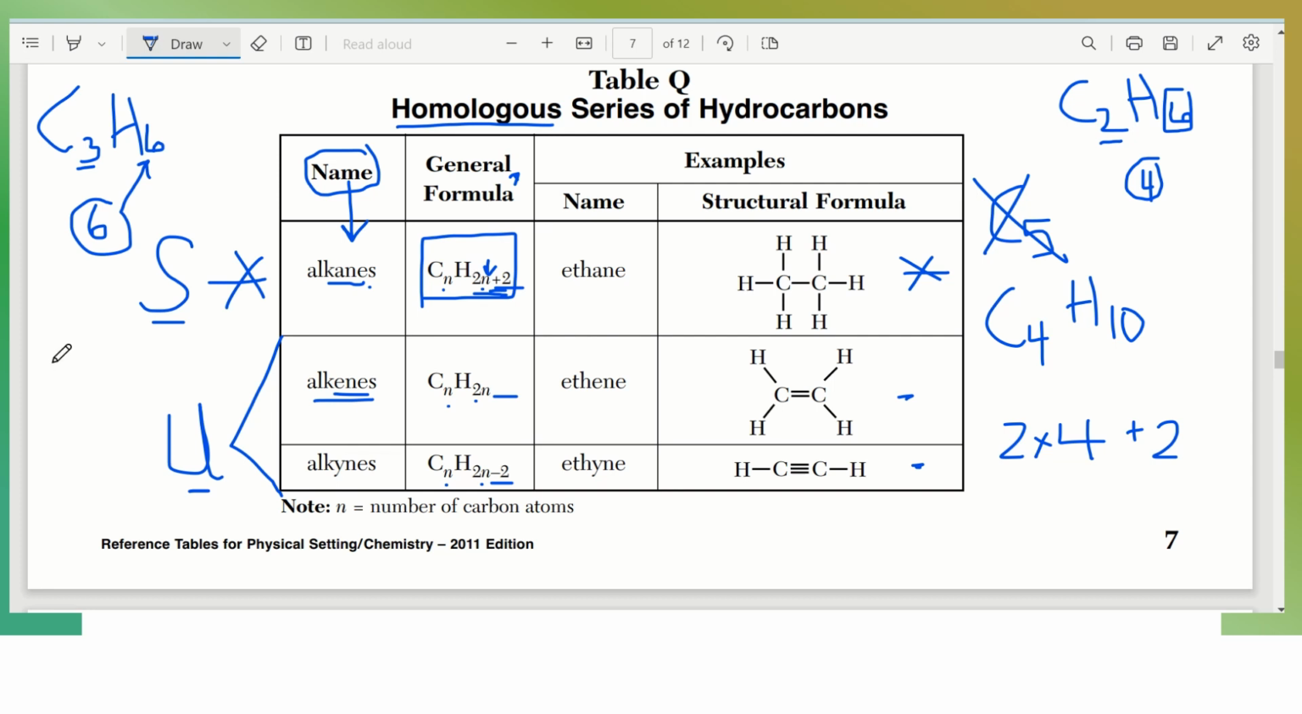All right, so if I had C4H6, how many carbons do I have? 4. What is double 4? 8. Do I have 8 hydrogens? No, I do not. It is not an alkene. Do I have more than 8 or less than 8? I have less than 8. So it is an alkyne. I had to do the -2. So that's a little tip for you, okay?